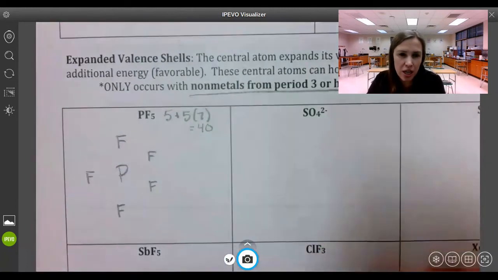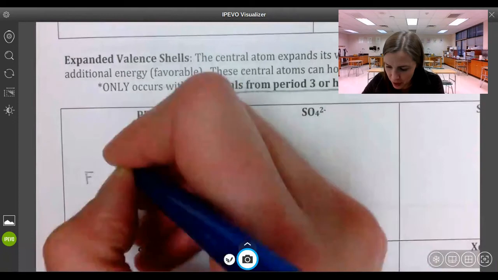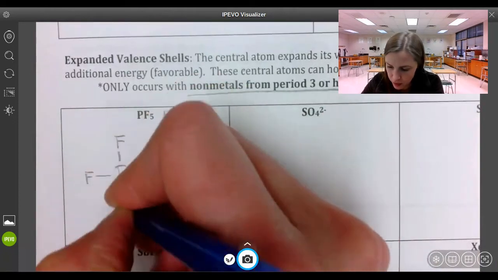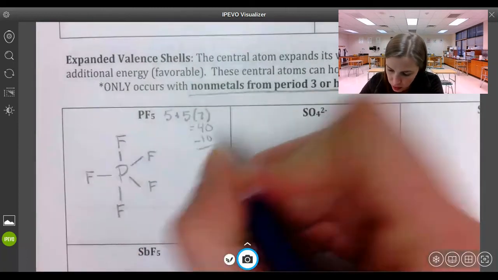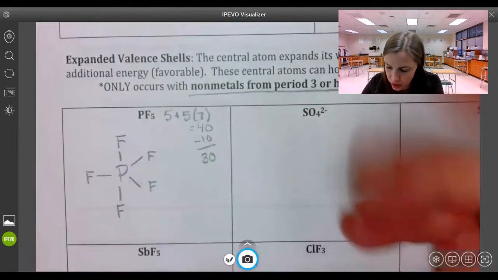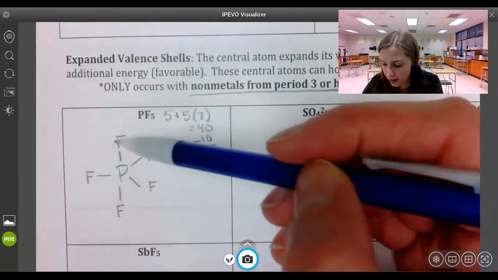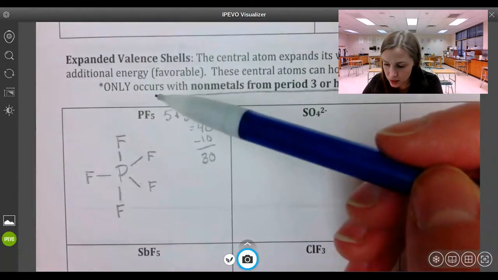And once we get into shapes, you'll start seeing where some of my shapes are coming from. I'm going to start with single bonds to all of them. So that gives me 2, 4, 6, 8, 10. So if I take out my 10, I have 30. So if I look, I have to get 6 onto each of these.